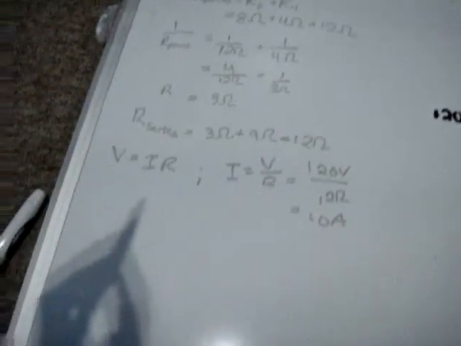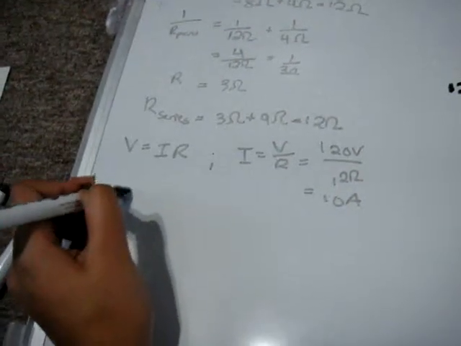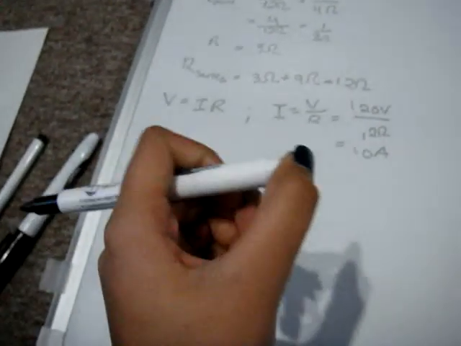Okay, so now part B. Part B says the current in the 8 ohm resistor.